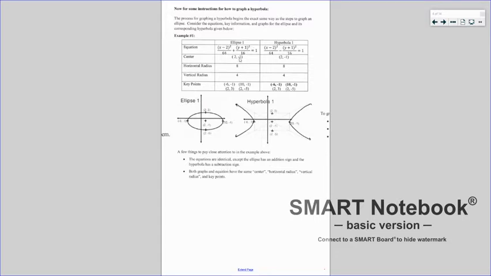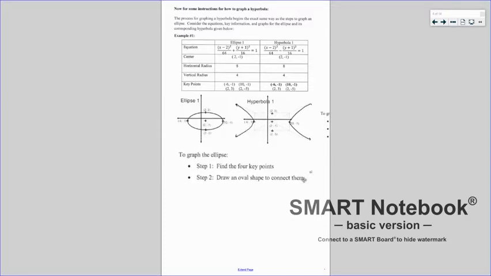So you have to check that right away to determine, is it going to be an ellipse or is it going to be a hyperbola? Obviously, those look different. Both graphs and equations have the same center, horizontal radius, vertical radius, and key points. These are in quotes because, again, there isn't a radius with the hyperbola. We'll talk about how to graph that in a second.